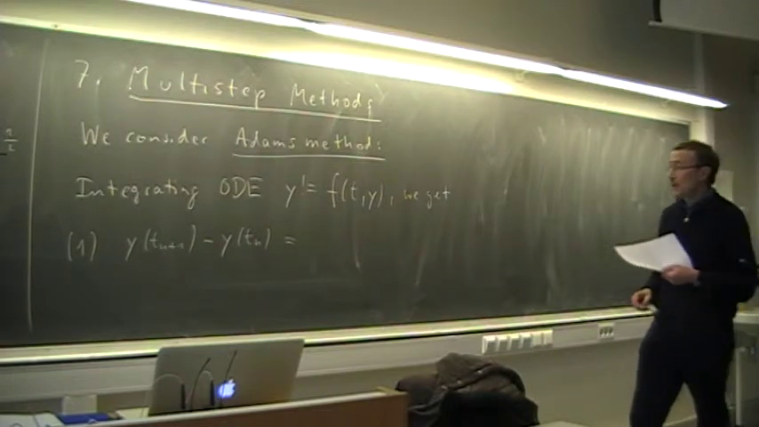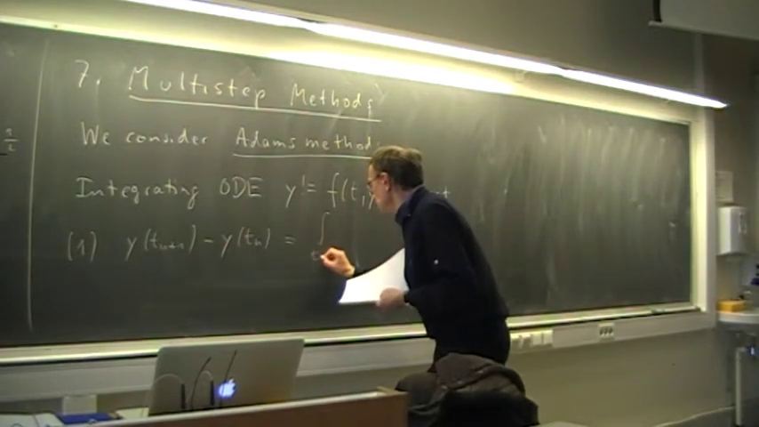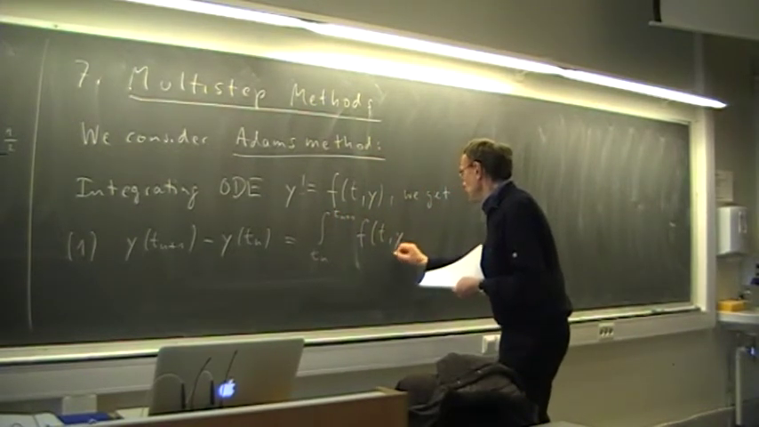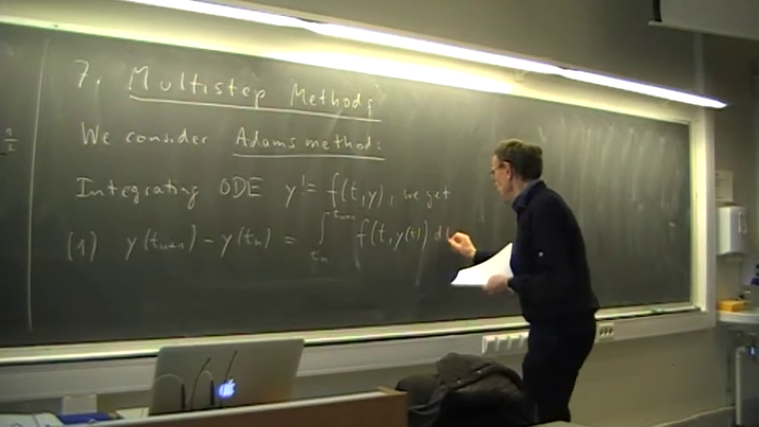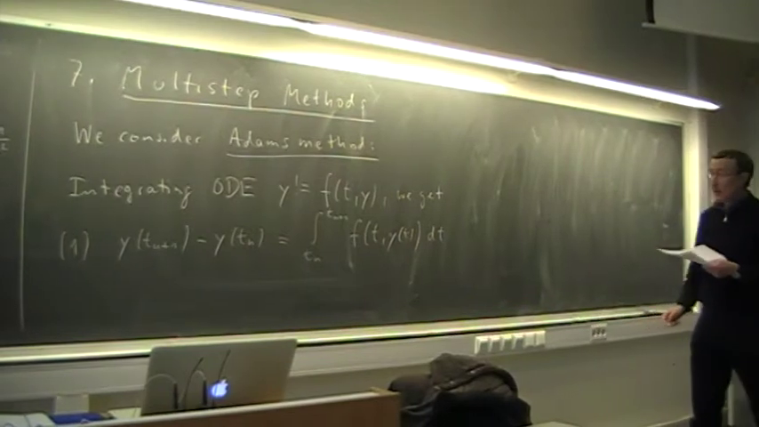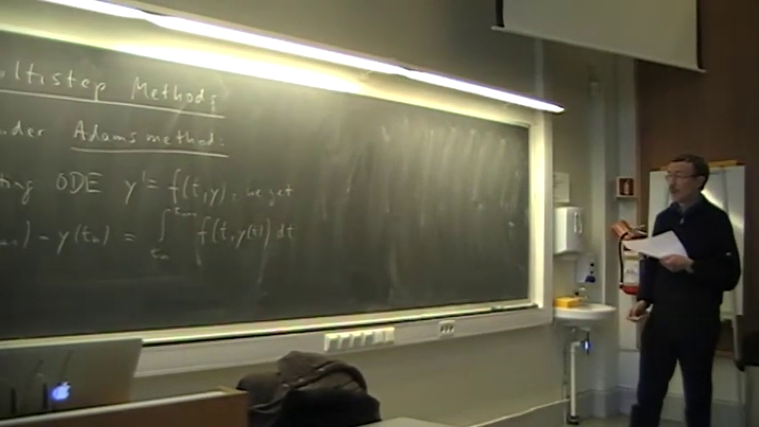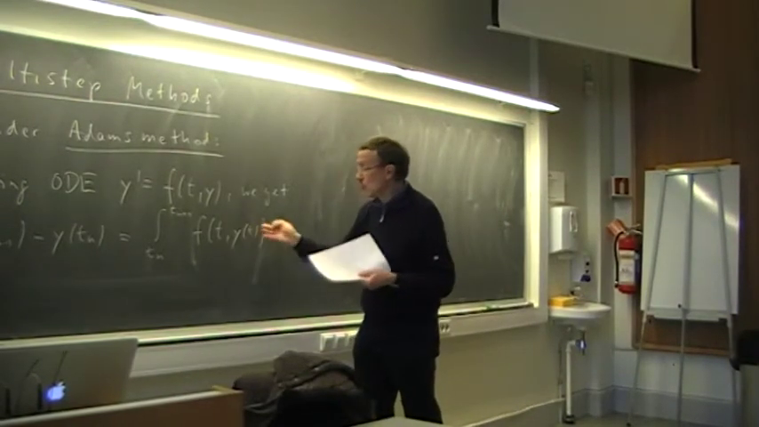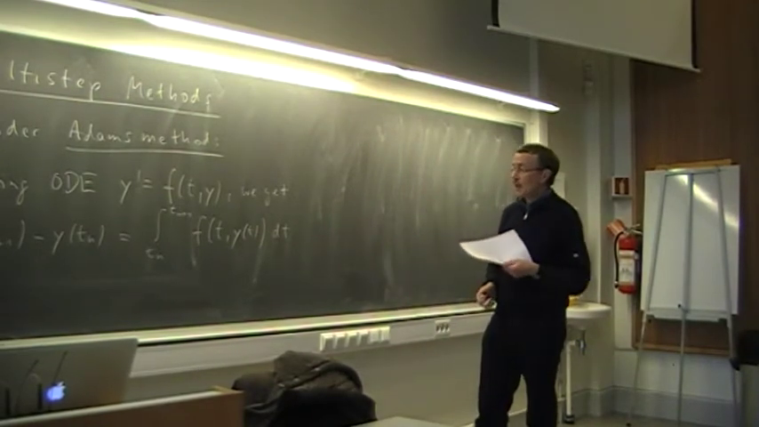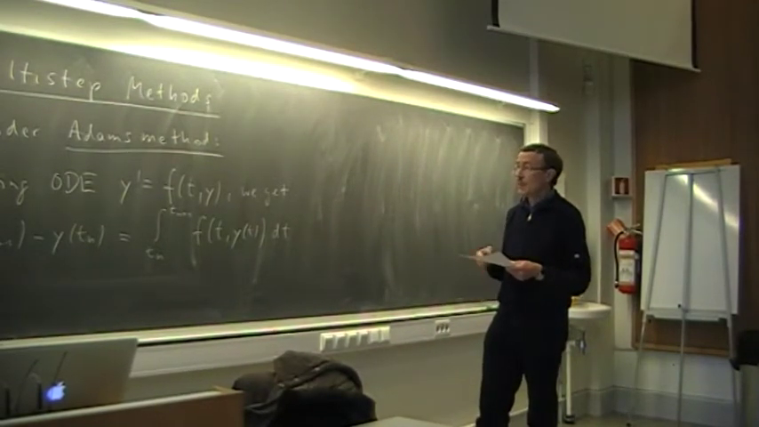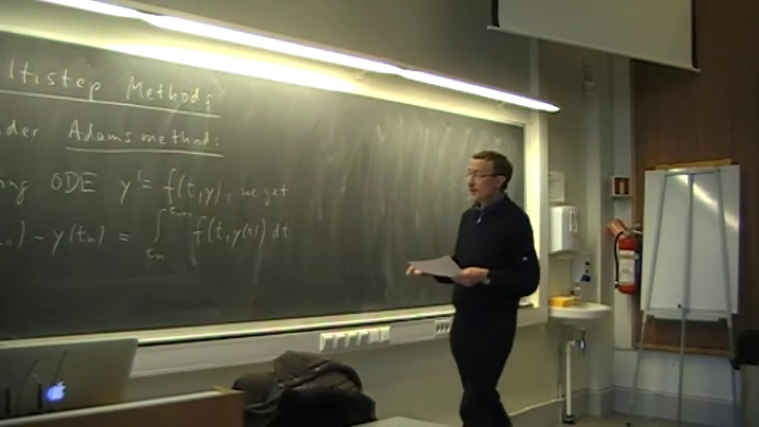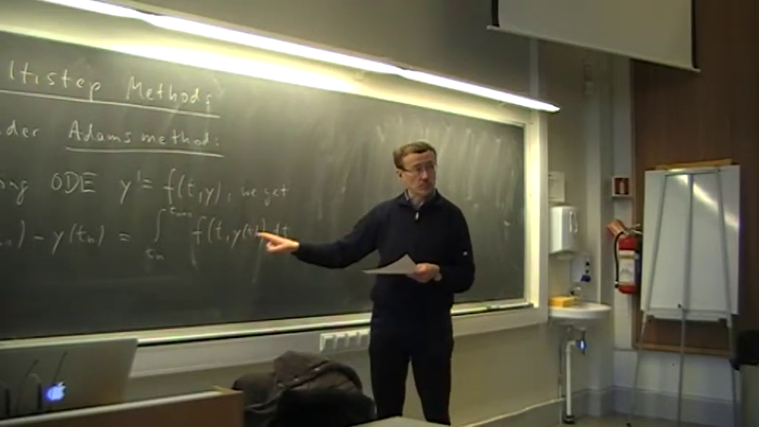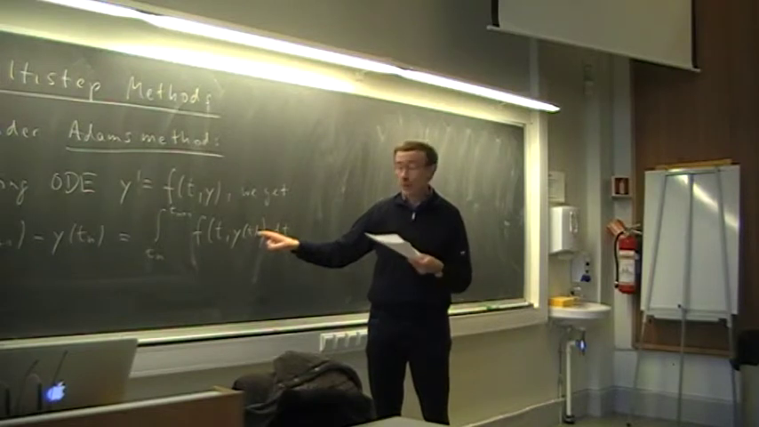And on the right-hand side, we then get the integral from tn to tn plus 1 of our function f of t, y of t. We have to do this integration, and that is where the approximation will come in. We don't know that function yet. We want to determine it at the new time level. And the idea by Adams has been to try to get approximations of this behavior of f of t, y of t, knowing what we already have or what we want to get.